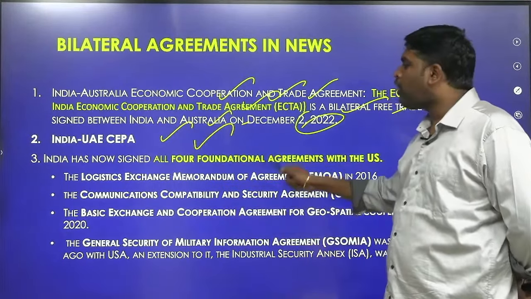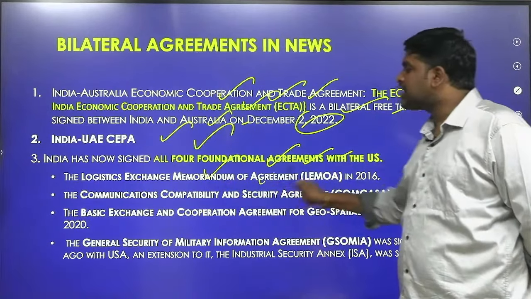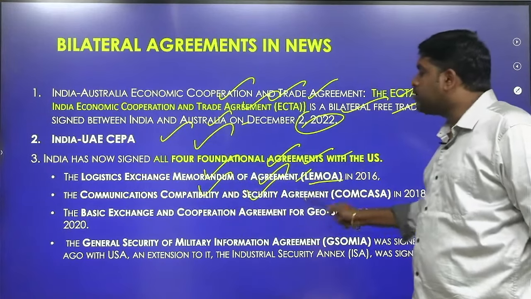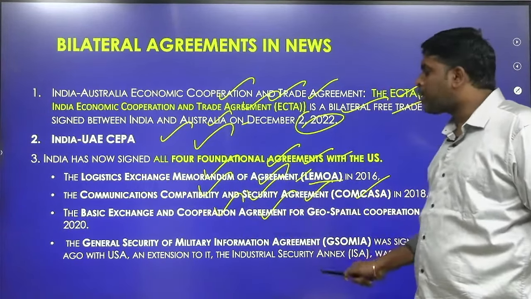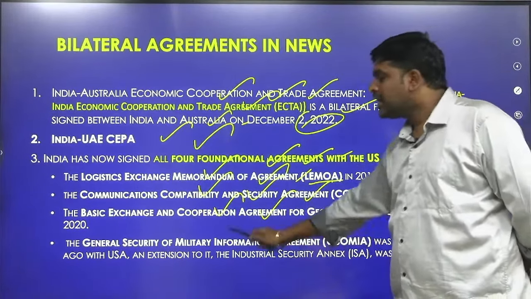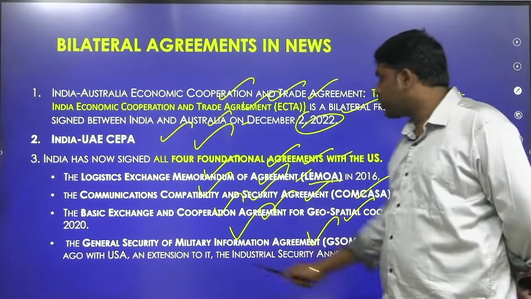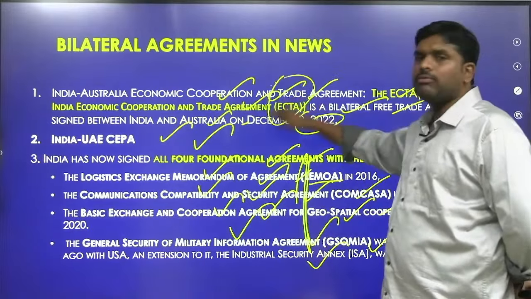India has now signed all 4 foundational agreements with USA. Logistic Exchange Memorandum of Agreement, which is called LEMOA. Communication and Compatibility and Security Agreement, which is called COMCASA. Basic Exchange and Cooperation Agreement for Geospatial Cooperation, BECA, with USA. General Security of Military Information Agreement was signed long ago with USA, a security agreement. With these 4 countries. Why is it in the news?